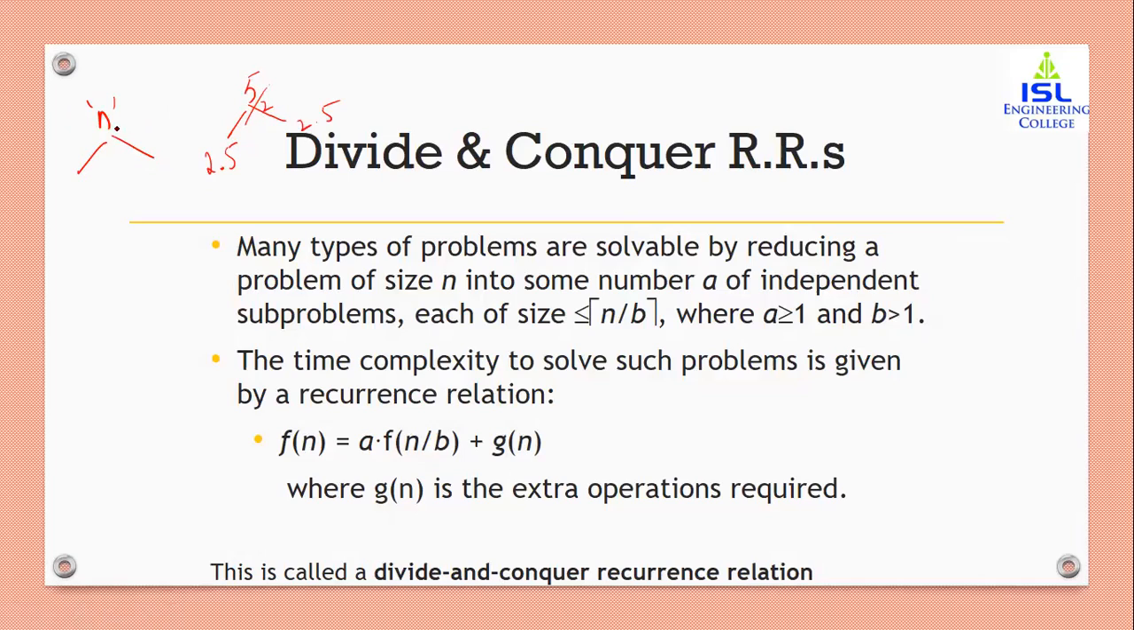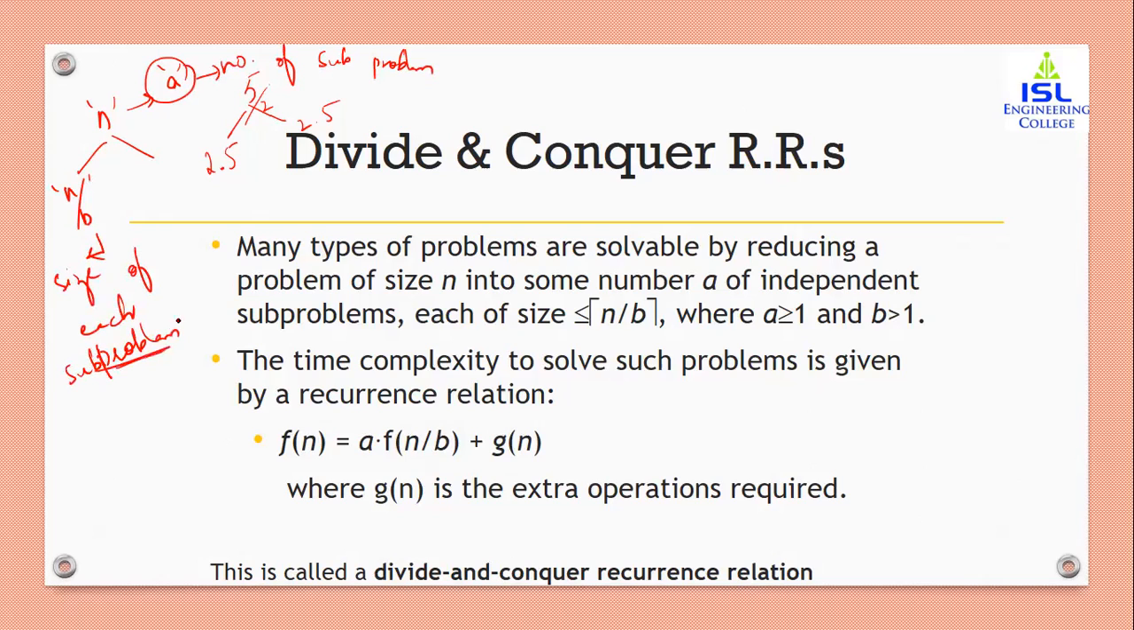But now suppose I am dividing this n into how many subproblems? A subproblems. There is some quantity which is a, and what is the size of each of those subproblems? I am taking another constant b and denoting the size of these subproblems. So there are a total of a subproblems. a is the number of subproblems, and n by b is the size of each subproblem. Now, what does this a and n by b mean?